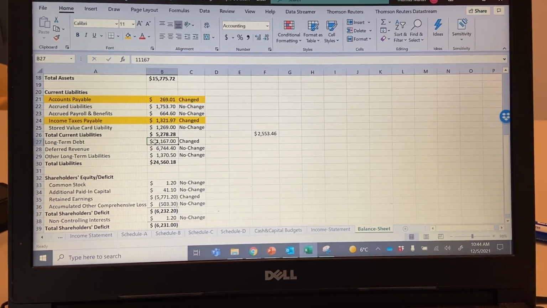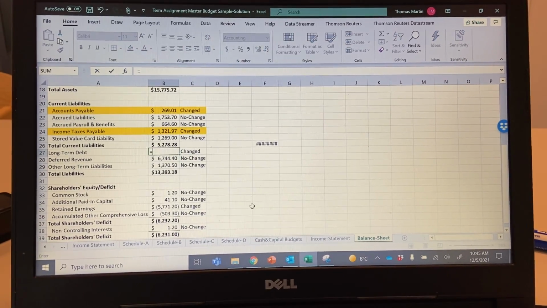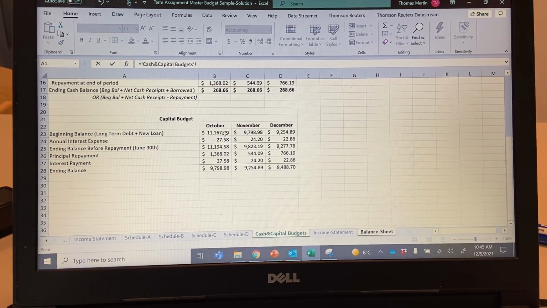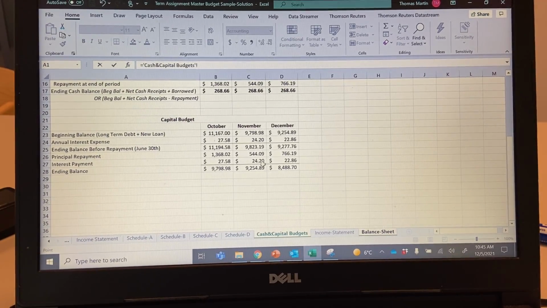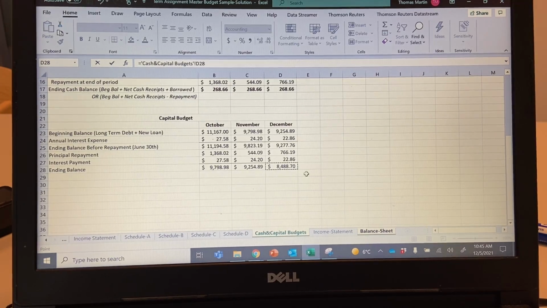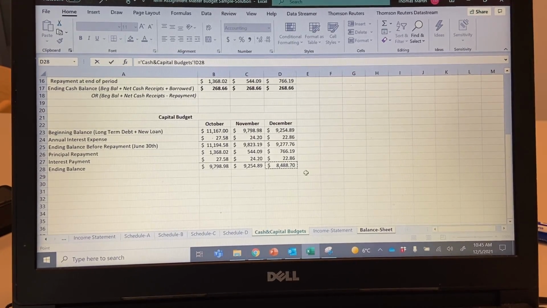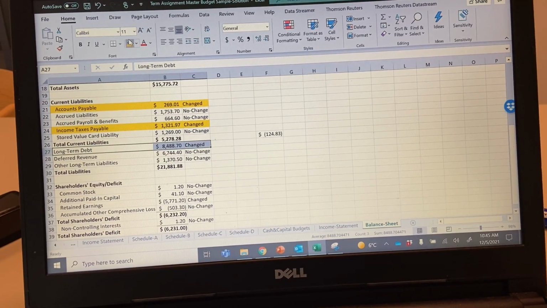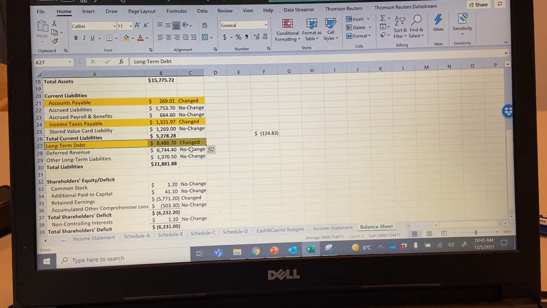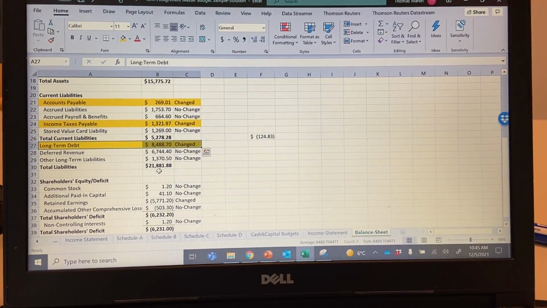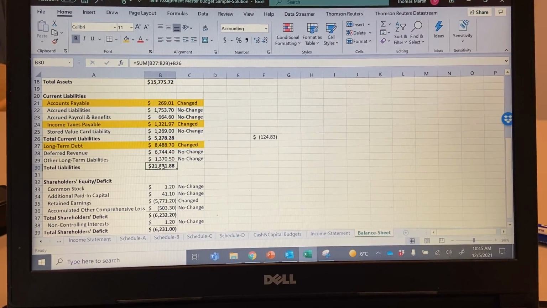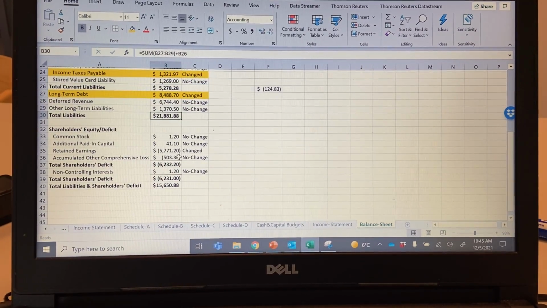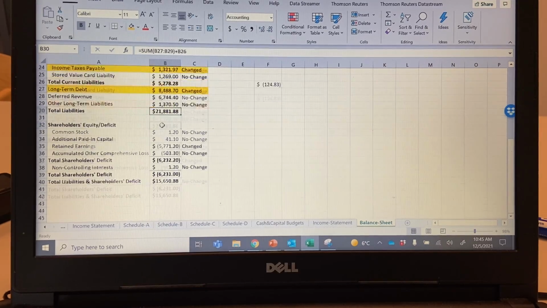Long-term debt, this is definitely going to change because in the cash and capital budget, we started with that number, 11,167, and we made payments. What we finished with, 8488.7. Okay, so this is now our new long-term debt. Deferred revenue, other long-term liabilities, that does not change. Okay, so total liabilities still the same. Or sorry, change to a new total.